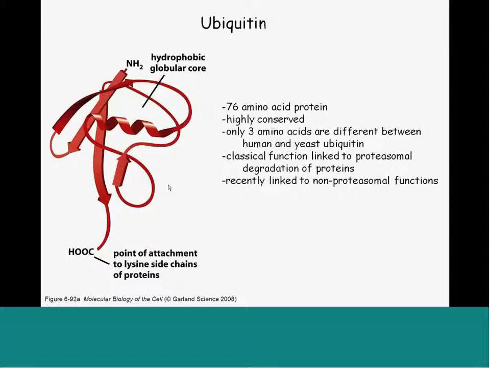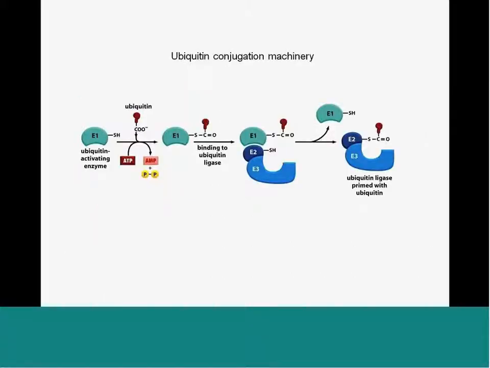So it's a globular protein. It has a hydrophobic globular core, and the amino terminus is here, and the carboxy terminus is here, and the carboxy terminus is the point of attachment to the substrate protein. So ubiquitin classically is attached to substrate proteins through an enzymatic cascade involving 3 enzymes, an E1, an E2, and an E3. The E1 is called a ubiquitin activating enzyme.